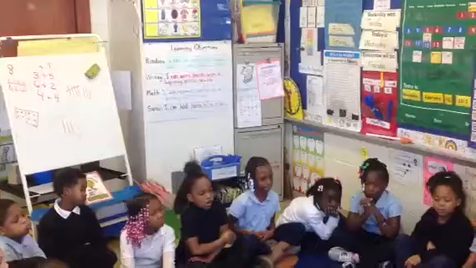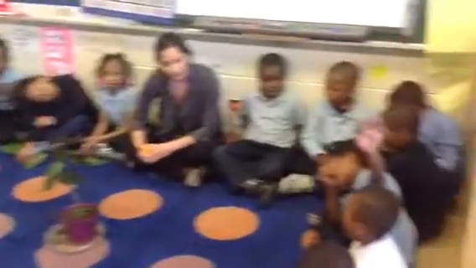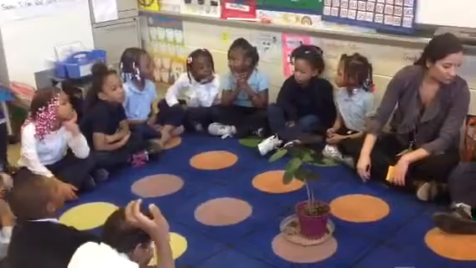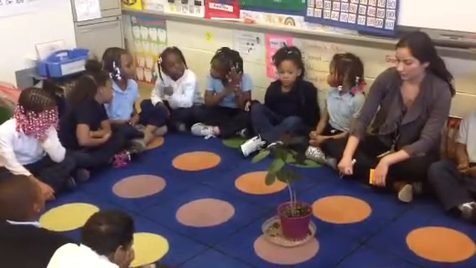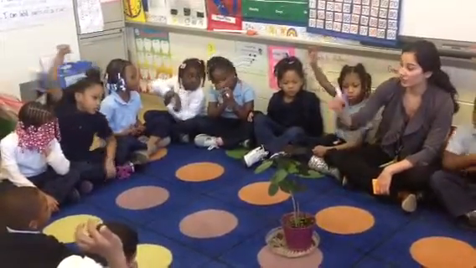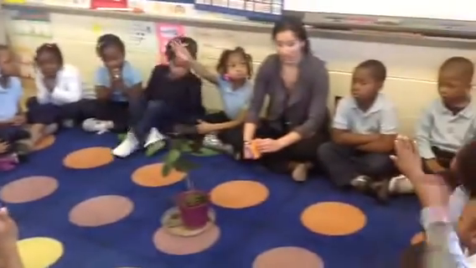Raise your hand and tell me what you notice. What do you observe about this plant? DeAndre. That the leaves are hanging down. The leaves are hanging down. Okay, what else do you notice? Zahara. I noticed the roots. Ooh, the roots? You could see that from there? All right. Julius, what do you notice? It's green. It's green. That's a good observation.